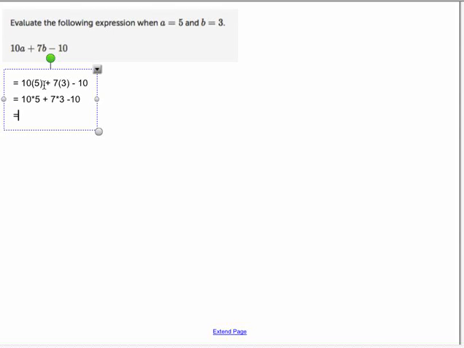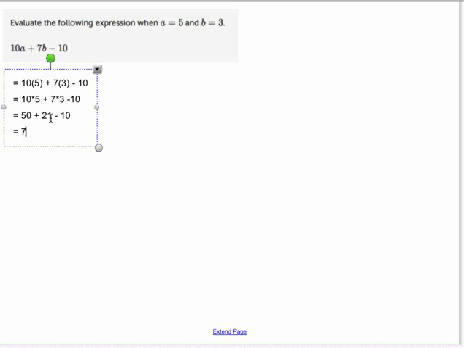So you have 50, it would equal, plus 21 minus 10, and if you think about BIMDAS, you've got to go in the order of operations. In this case, you've got 50 plus 21 needs to happen first. So we've done the multiplication or division first, with the 10 times 5 and the 7 times 3, and we've worked that out here.